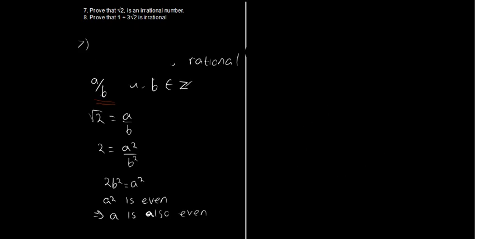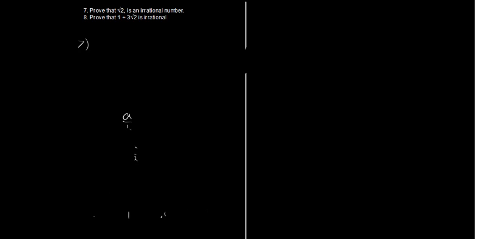Now we move on to another question, which is a similar thing. So it's question 8. So question 8 is, prove that 1 plus 3 root 2 is irrational. So how are we going to do this one, right? How are we going to solve this proof?